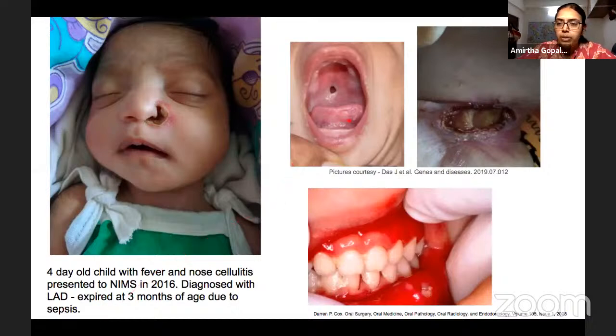So these are some more pictures from literature. So we have a child with a perforating palatal ulcer, a severe non-healing abscess in the nape of the neck, and a prepubertal child with severe forms of periodontitis.